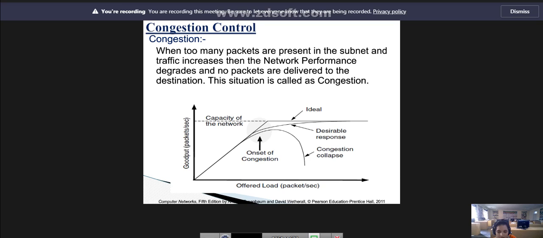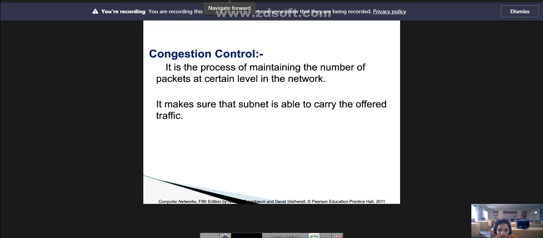So what is meant by congestion control? It is a process of maintaining the number of packets in a network at a certain level. It makes sure that the subnet is able to carry the offered traffic. Okay, this is called congestion control.